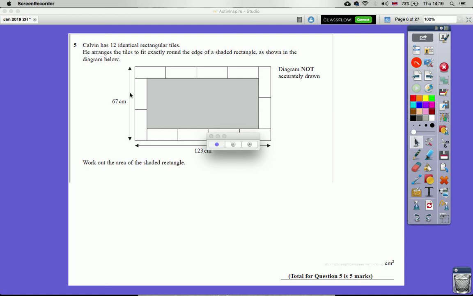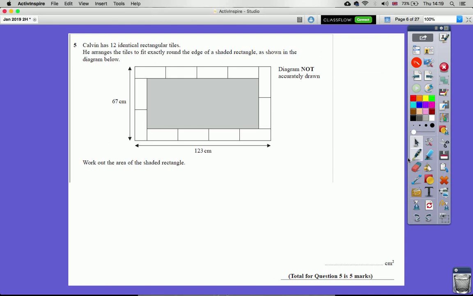Okay, so now we are working with question number 5, which says Calvin has 12 identical rectangular tiles. He arranges the tiles to fit exactly around the edge of a shaded rectangle as shown in the diagram below. What I'm going to do here is call the length of each tile x and the width y. So I have here 4x plus y gives me a length of 123 centimeters. On the width, I have 2x plus y is equal to 67.